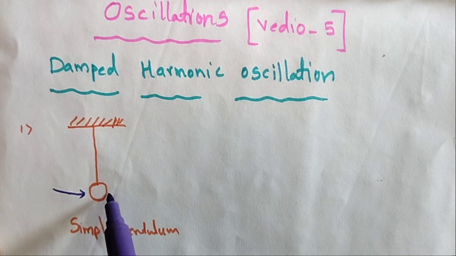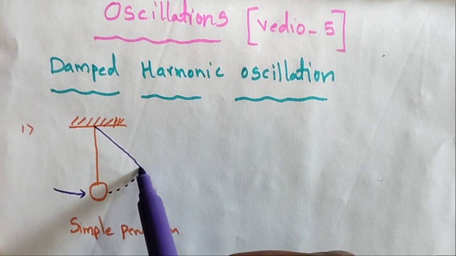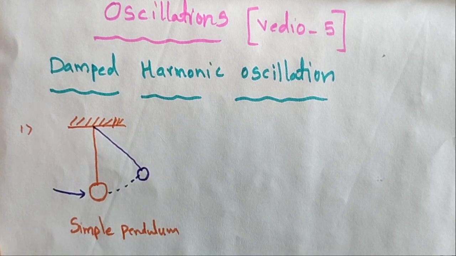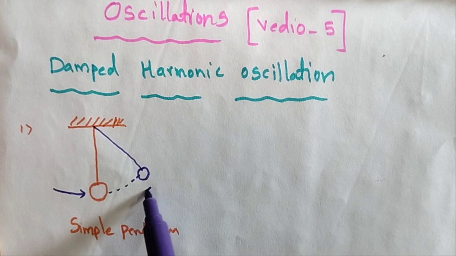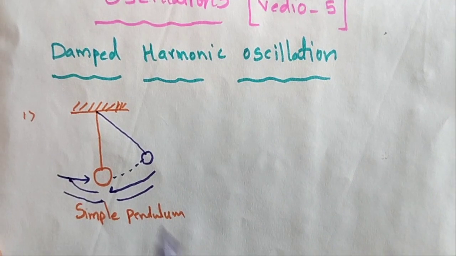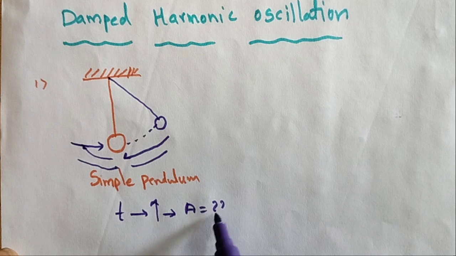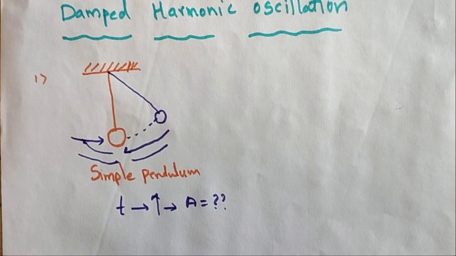When an external force is acting on this simple pendulum, or the pendulum is moved a particular distance and released, what happens? It oscillates to and fro about the mean position like this. Here, what is our question? As the time increases, what amplitude do you observe?